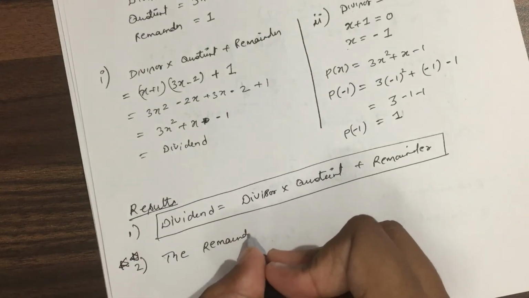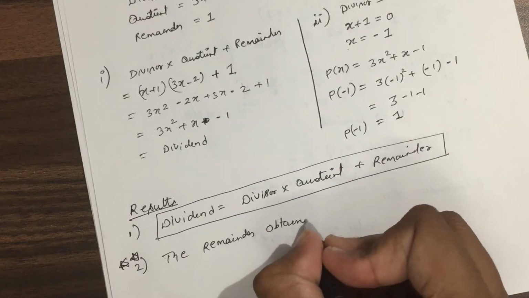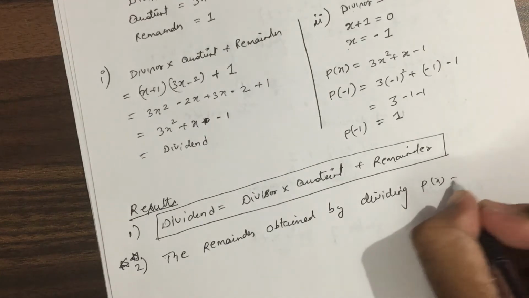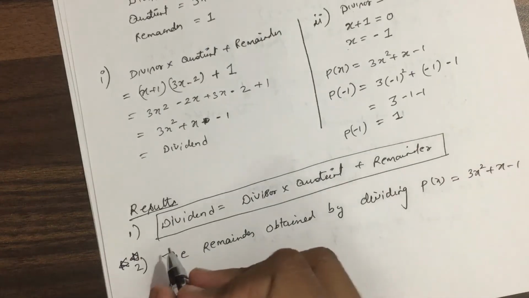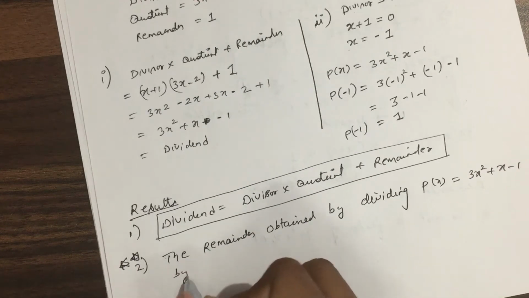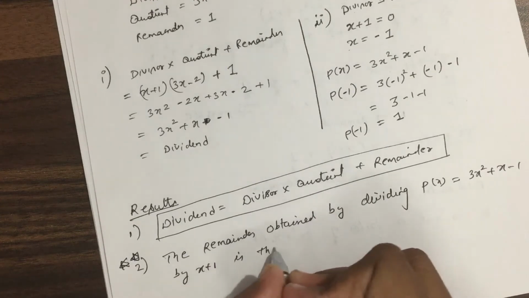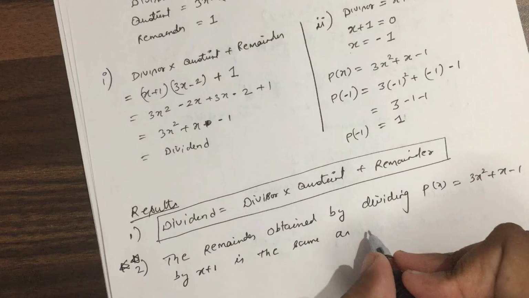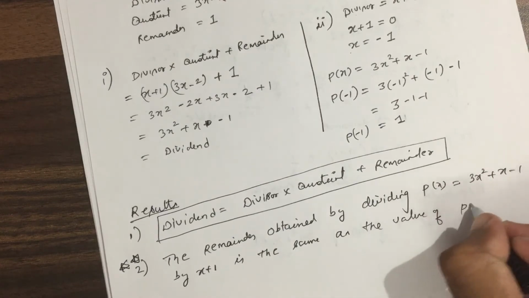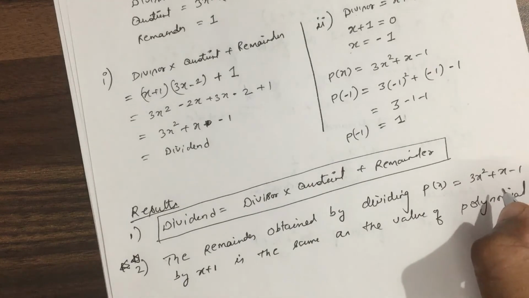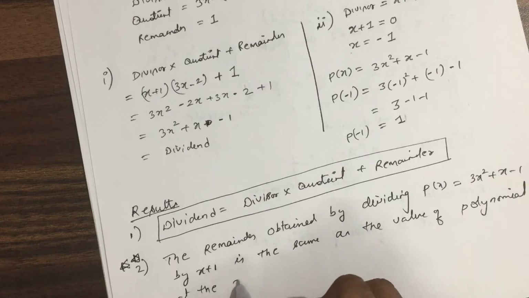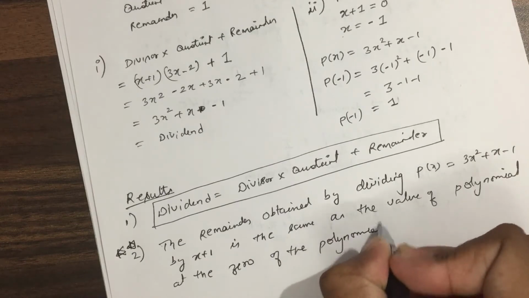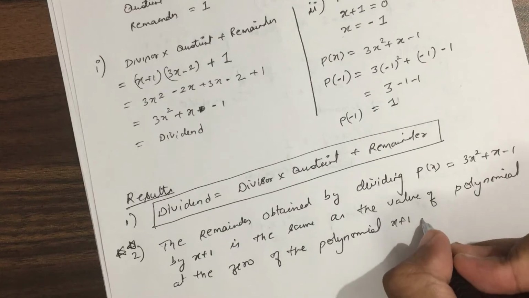The remainder obtained by dividing px, which is equal to 3x square plus x minus 1, by x plus 1 is the same as the value of the polynomial at the zero of the polynomial x plus 1, that is minus 1.